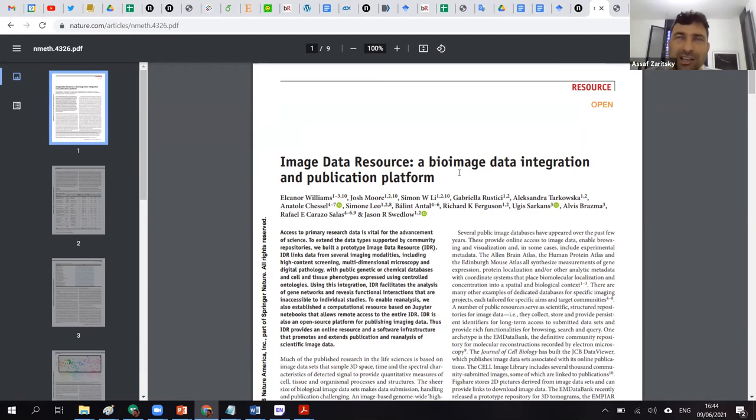And the third limitation is the size of the data. Imaging data is huge, huge compared to omics. And who is going to pay for that? Where are you going to upload that, and who is going to pay for that?